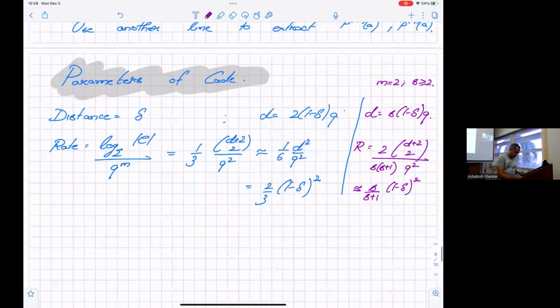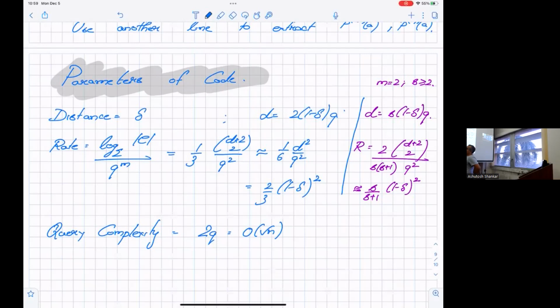So that's the rate. What about the local decoding, the query complexity rather? In this case, it was 2Q. You had to choose two lines, which is roughly order square root n. That's the result. So that's how much you want to do. More generally, what will be the query complexity?